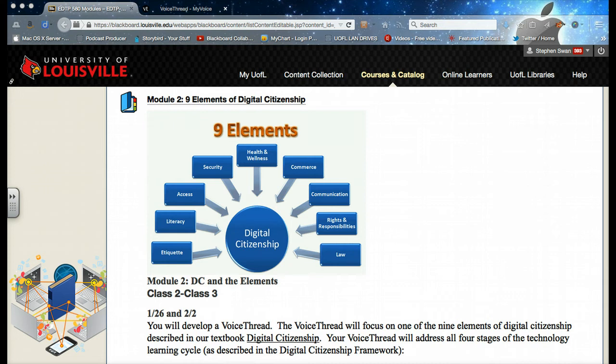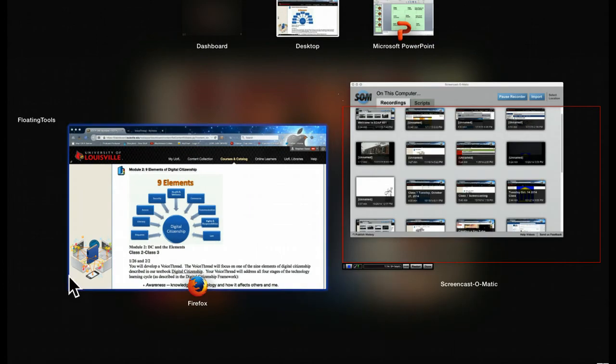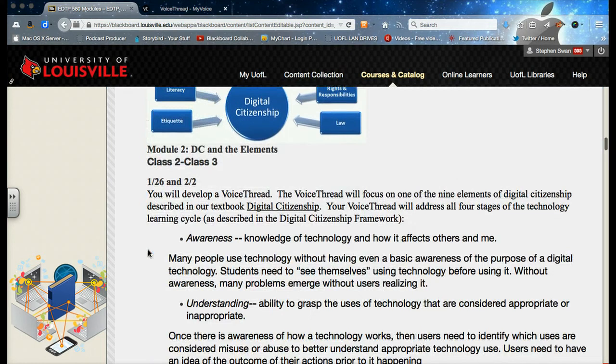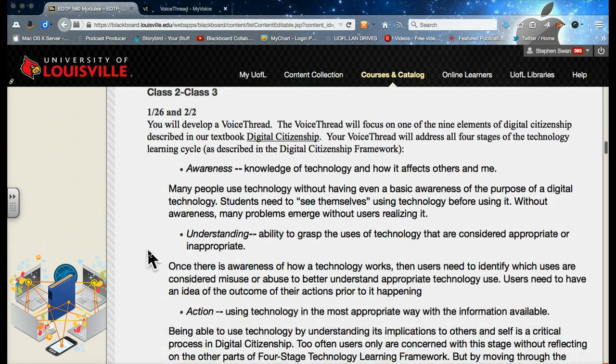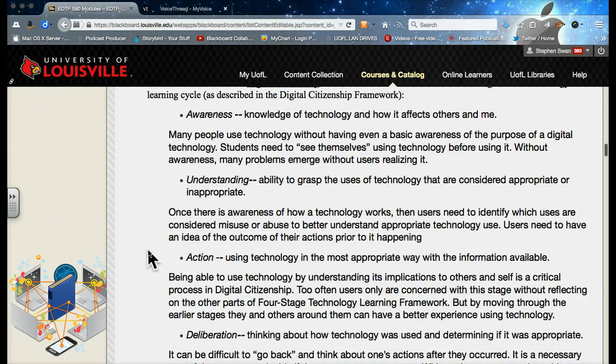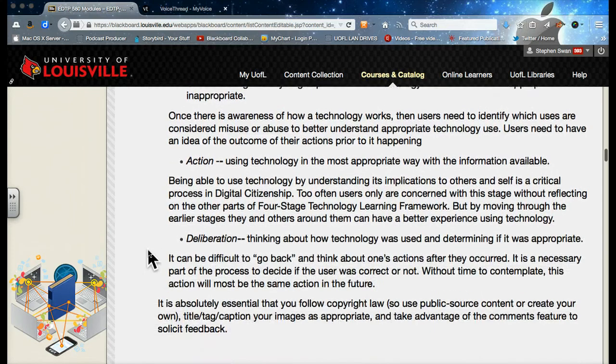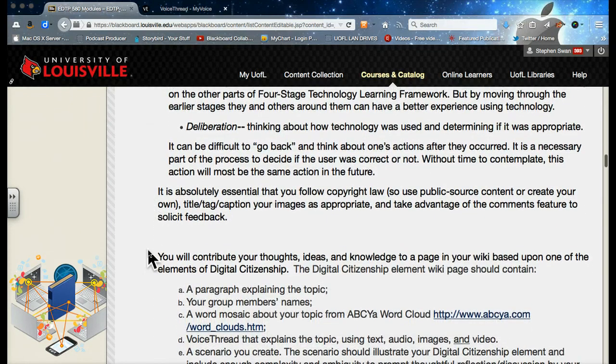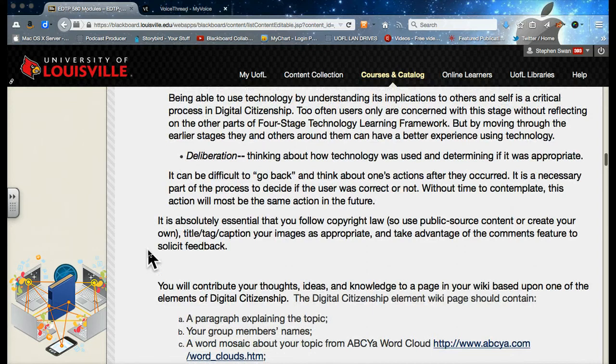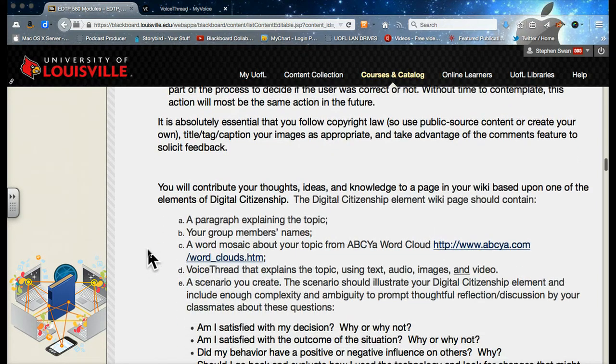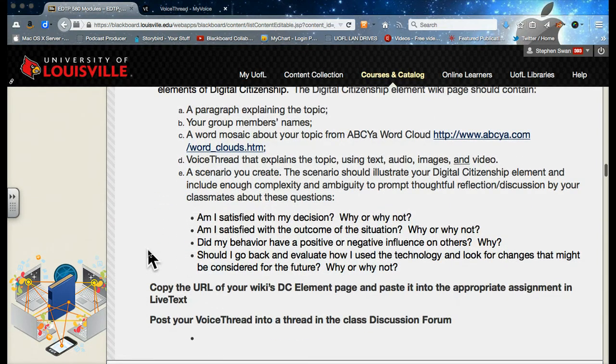So I'm going to present a PowerPoint that will lay out the groundwork for the need for digital citizenship. It also lays out the groundwork for something that Ribble calls the digital citizenship framework, which is made up of these 4 areas: awareness, understanding, action, and deliberation. And then we'll come back to this area of it where we're talking about the way that you will do your voice thread. And I will show you how to do a voice thread.